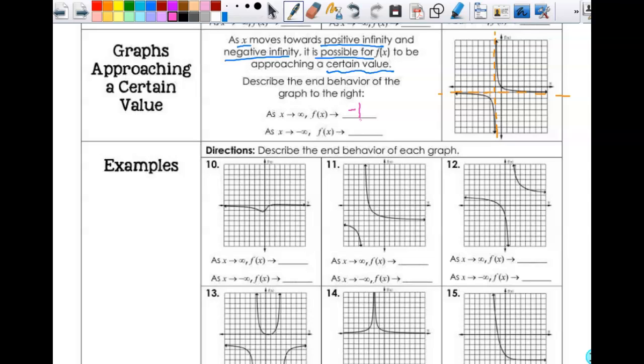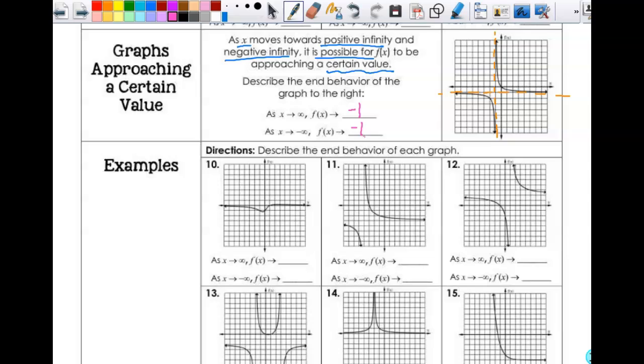As x approaches negative infinity, what is y approaching? So as x approaches negative infinity, is this going to come up over this asymptote? No, so it's going to go negative 1. So both directions it's approaching negative 1. One is just from the top and one's from the bottom. Okay, we good?